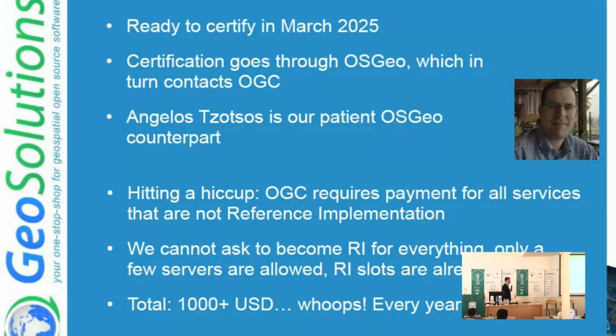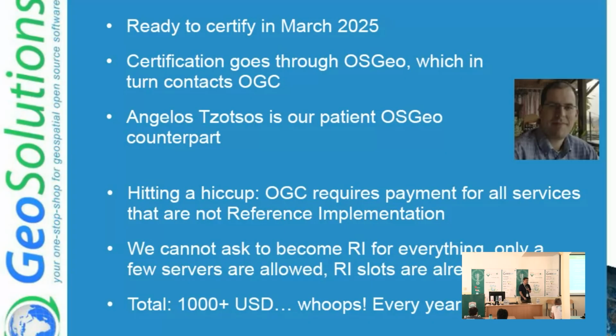We reached out to OSGeo, which is our way to get to OGC. Angelos is our counterpart at OSGeo. Angelos reached out to OGC, and they said, oh yeah, you are running all this suite. This is great. You have to pay $1,000. What? No, nobody's paying. Yeah, because they are reference implementations.